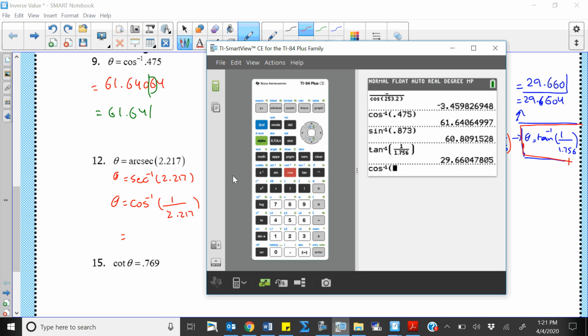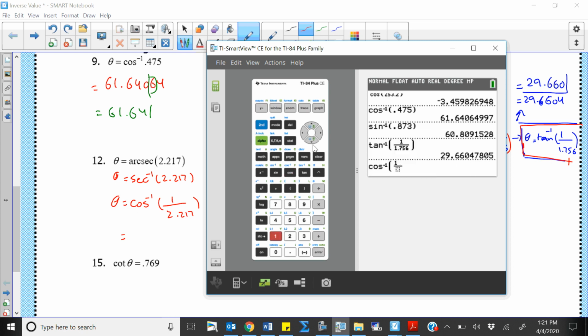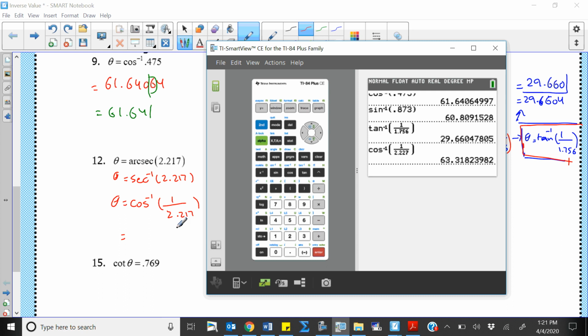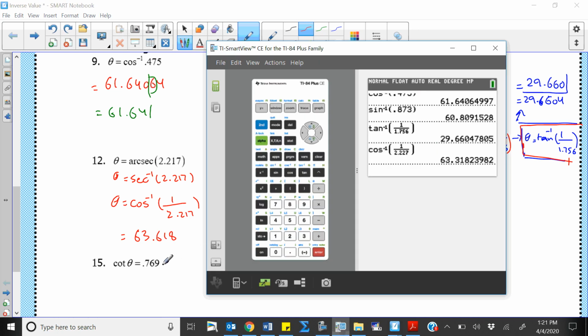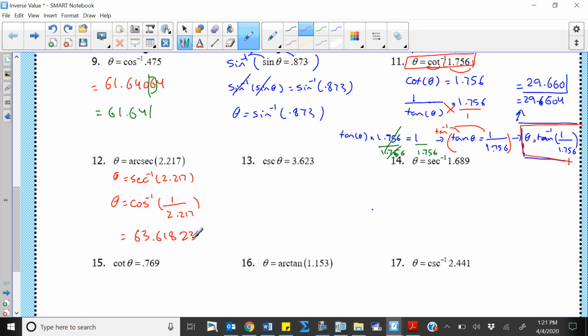Cosine negative 1 of 1 over 2.217 is 63.618239. 63.618 and 239. I will leave the rounding for you.